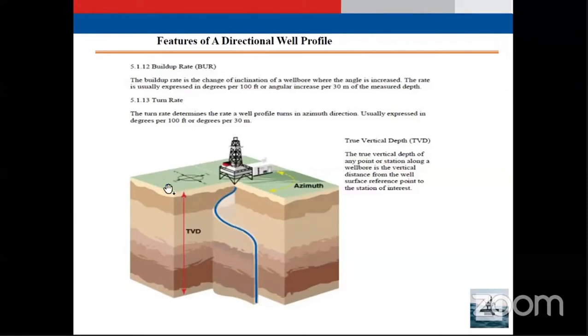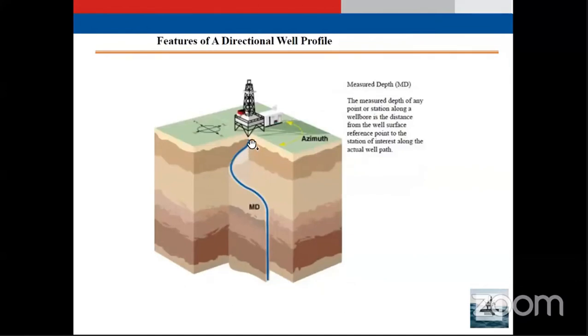Why do we use two depths for directional drilling? As we mentioned, the measured depth of any point or station is the distance from the well surface to the reference point of interest. If I choose this point, we have two depths: the measured depth and the true vertical depth, which is the depth from the surface vertically to this point.